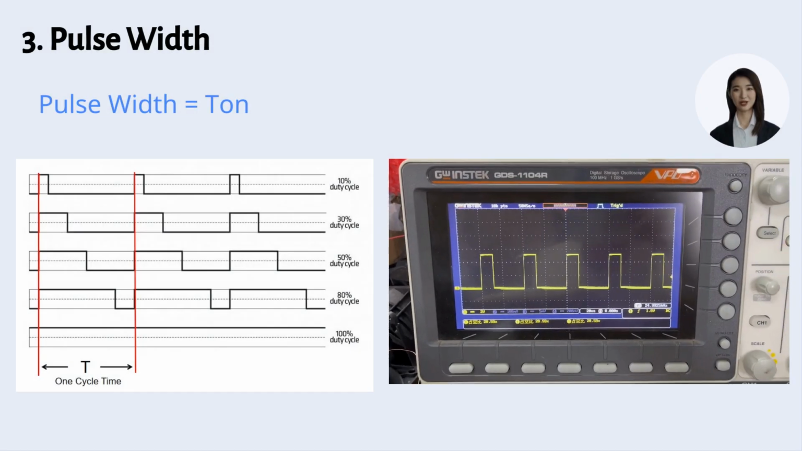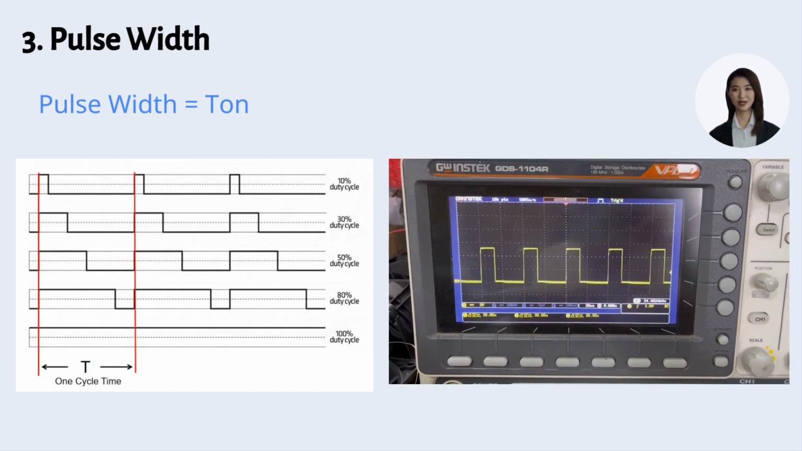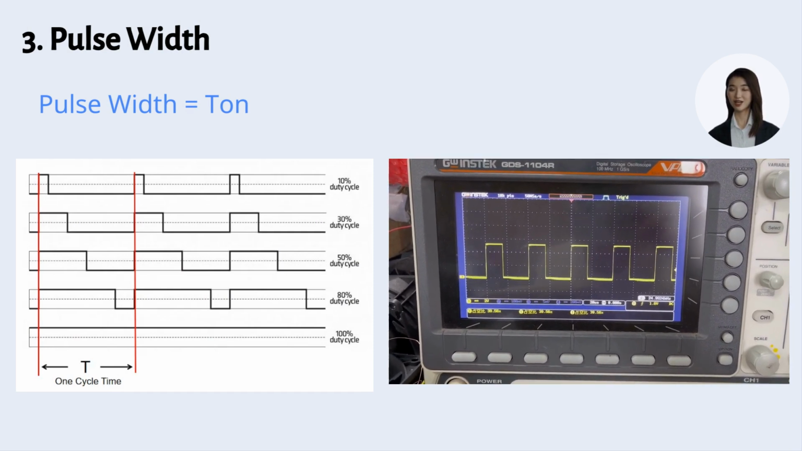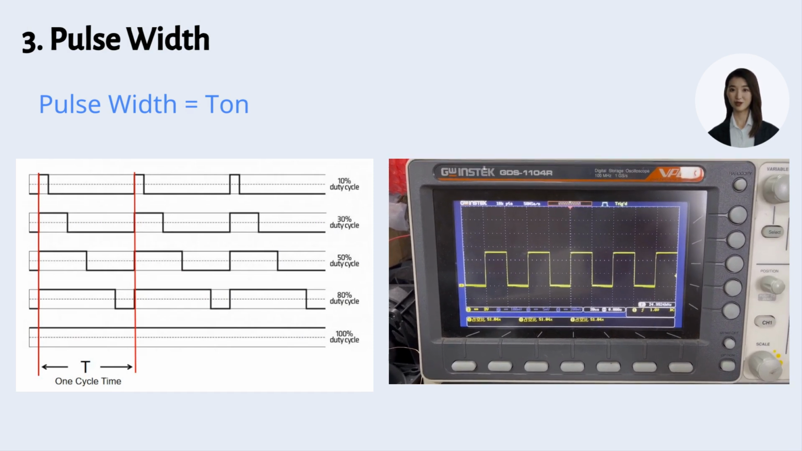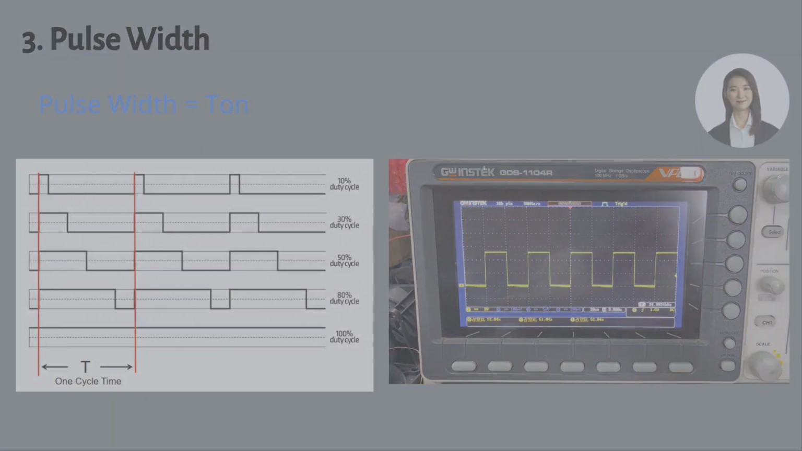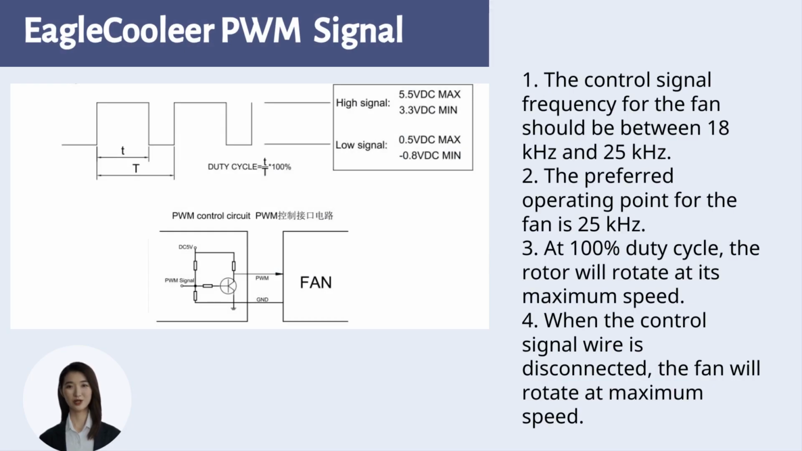Here we introduce another concept, pulse width, which is the time the PWM signal remains at high level, on time, in one cycle. From the chart and video, you can see different output waveforms from different duty cycles. Here shows how our PWM signal works.